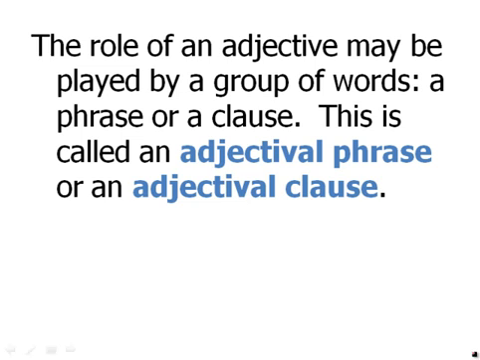The role of an adjective may be played by a group of words, a phrase, or a clause. This is called an adjectival phrase or an adjectival clause. So this would be a group of words that is modifying a noun. Incidentally, we'll discuss in much greater detail in later videos what a phrase is, what a clause is, the differences in these. Right now, it's just sufficient to know that a phrase and a clause are both terms for a group of words. A clause is a group of words that has a verb inside of it. A phrase is a group of words that doesn't have a verb inside of it. That's all you need to know at this point.